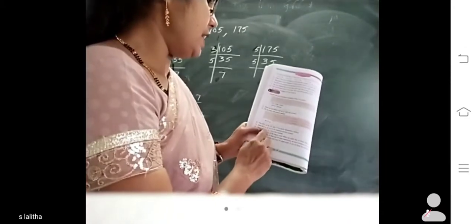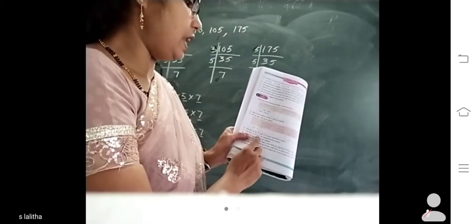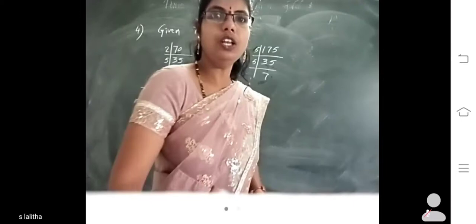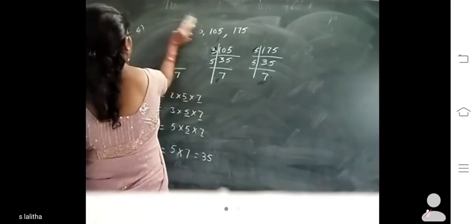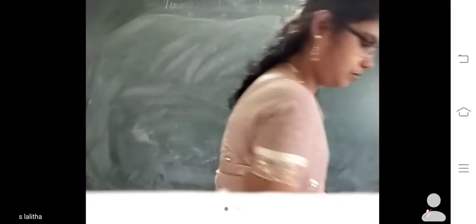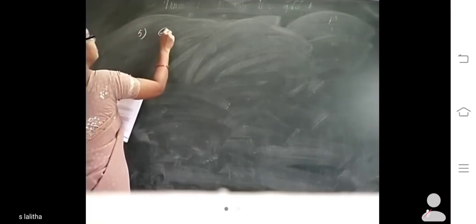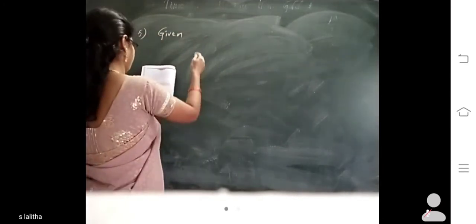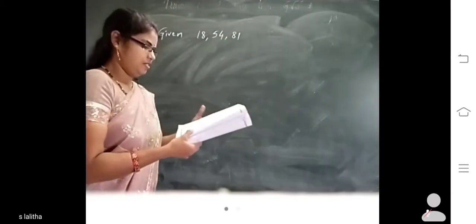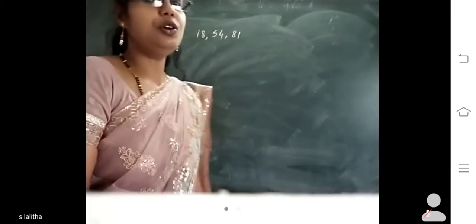Fifth question. Find the HCF of 18, 54, 81 by the continued division method. You have to find the HCF by the continued division method. Given 18, 54, 81.